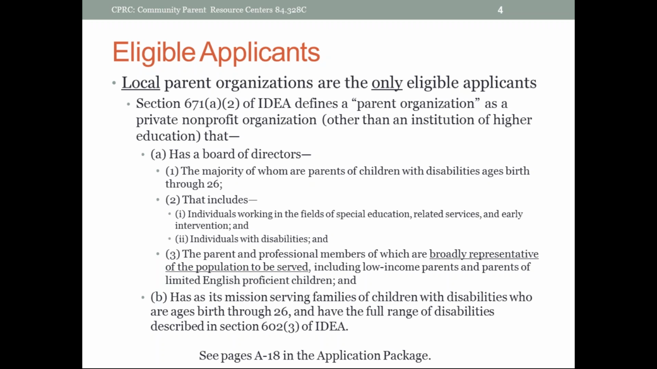You'll also notice that it says that it has to be a nonprofit other than an institution of higher education. So if you're in a college or university, that cannot be the organization that applies for this grant.